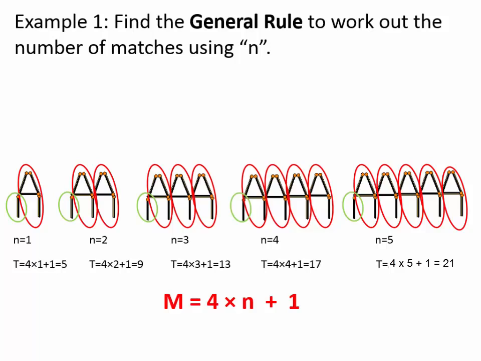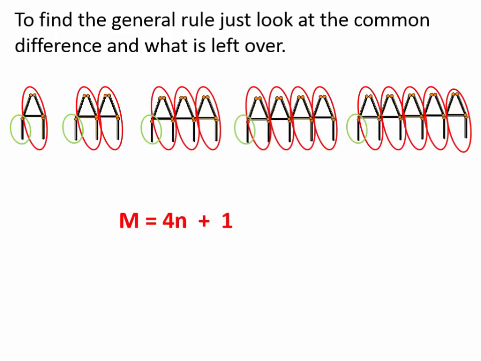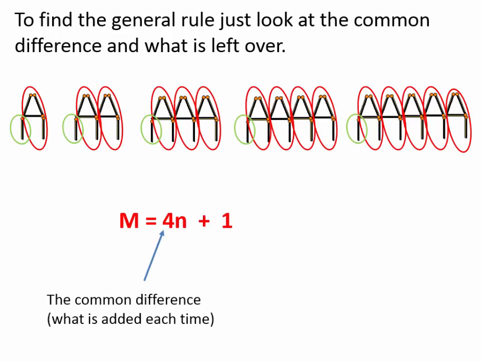4 is the number of matches you add each time, so that's your common difference. N is your pattern number, or your item number, and 1 is that little match that you have to add each time, the thing that was left over. In algebra, we would more than likely write it like that: M equals 4n plus 1 without the times sign. So to find your general rule, just look for the common difference and what is left over. In this example, the common difference was 4. See, 4 matches were added each time. And that little thing that was left over was the 1.